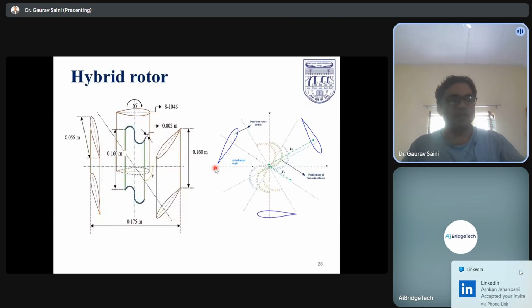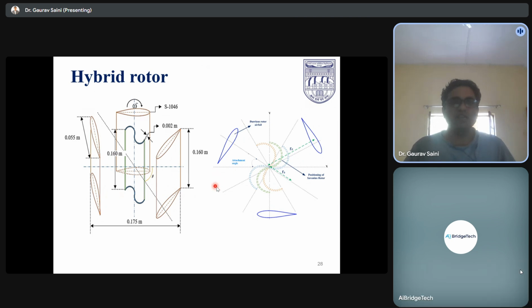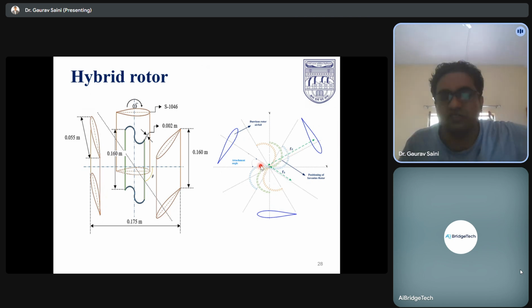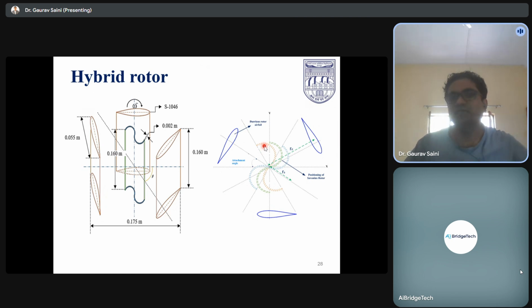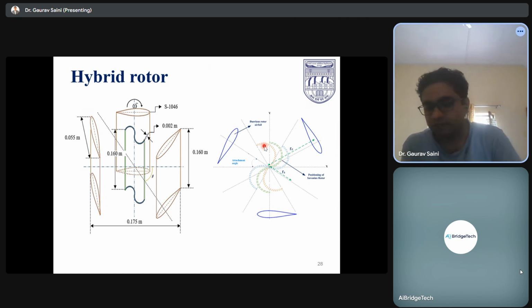As we proposed in the previous one, we have a hybrid rotor. In the hybrid rotor, we have airfoil shaped blades, and in between we have a Savonius kind of structure, placed in the middle, with different orientations of the Savonius blades. At which position we have to place the Savonius rotor to get the maximum initial starting torque, so that it can help the rotor to start even at low flow of the water.